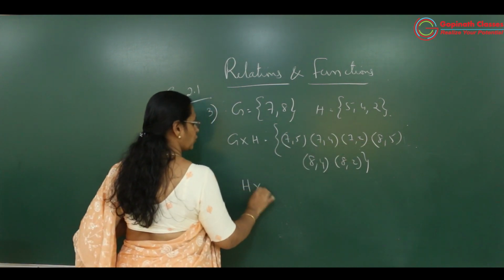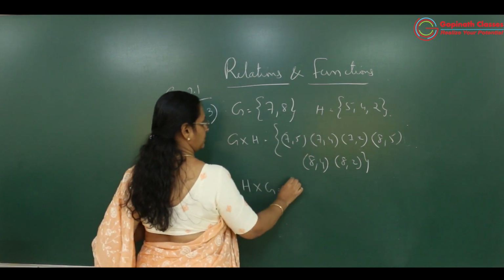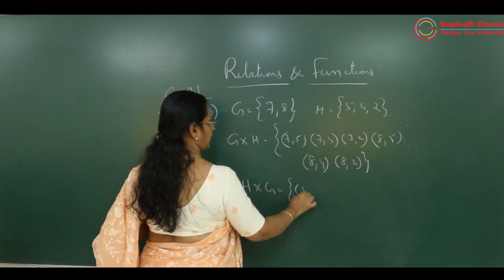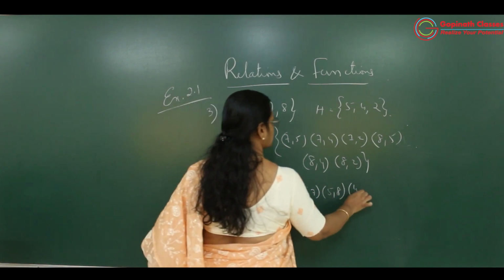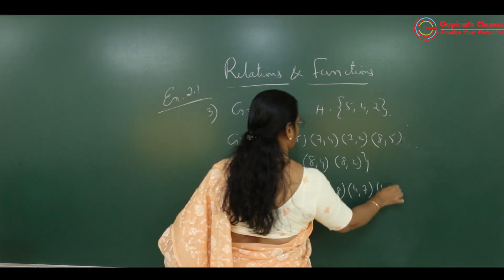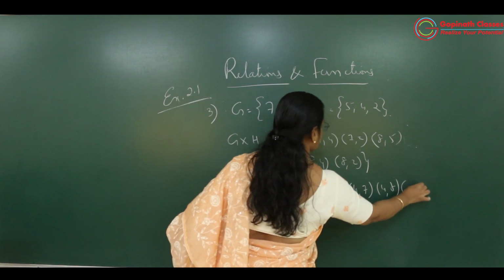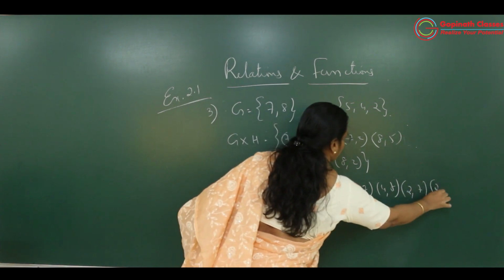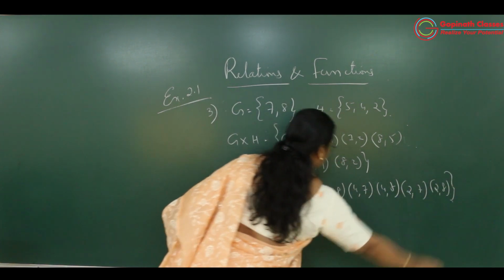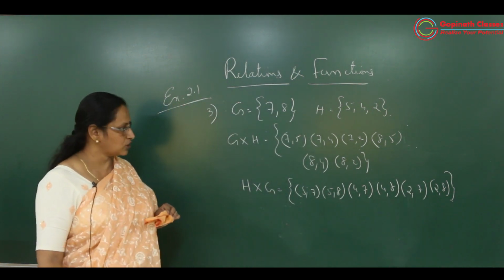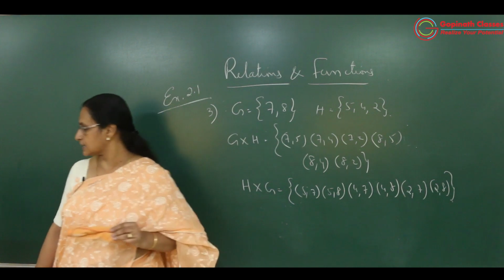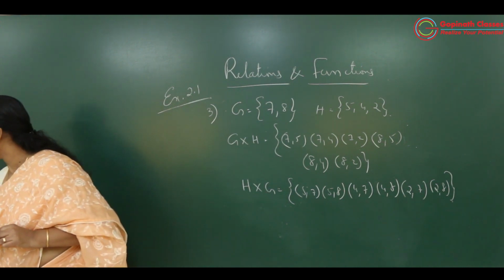What will be H cross G? H cross G will be the set of ordered pairs (5, 7), (5, 8), (4, 7), (4, 8), (2, 7), (2, 8). This will be H cross G. So, in both G cross H and H cross G, 6 elements are there. Come to the fourth question.